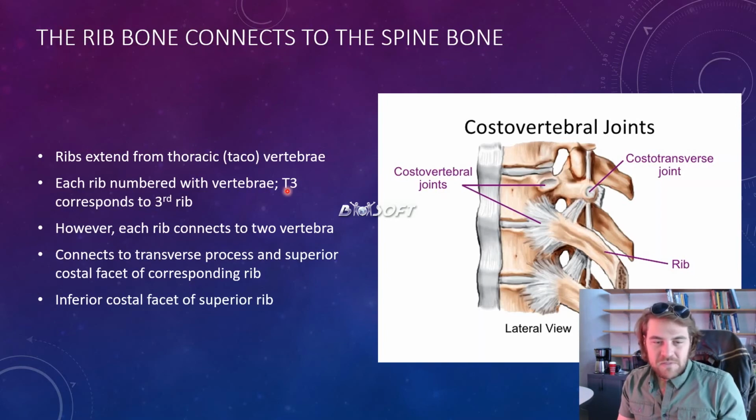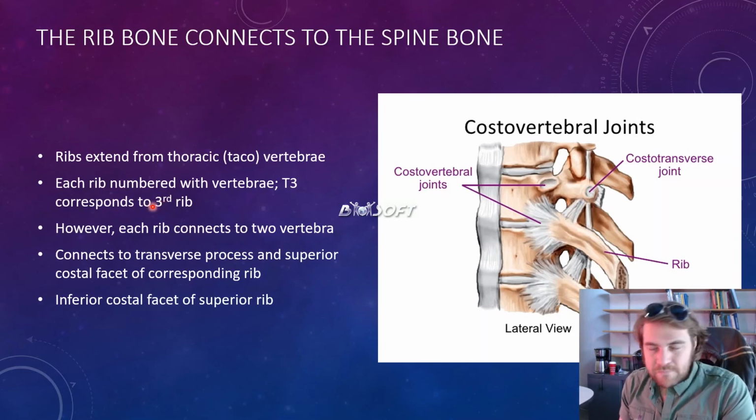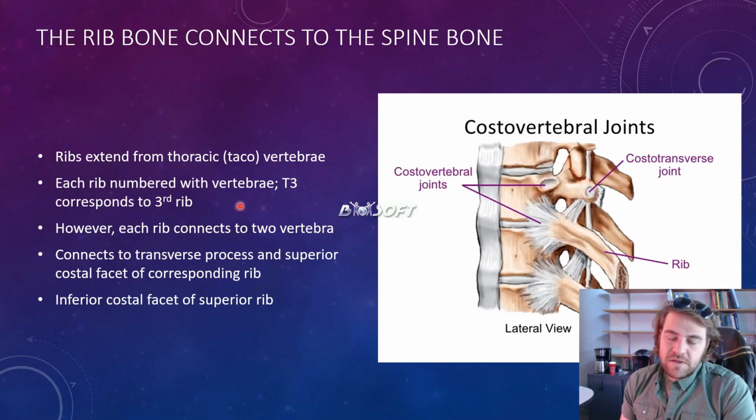So you've got T3 is connected to the third rib, right? So your third thoracic vertebra is where the third rib connects to. So that makes some sense. But you'll notice that each rib actually connects to two vertebrae. So it's not necessarily that the third rib only connects to T3. The third rib is going to connect to T3 and T2.